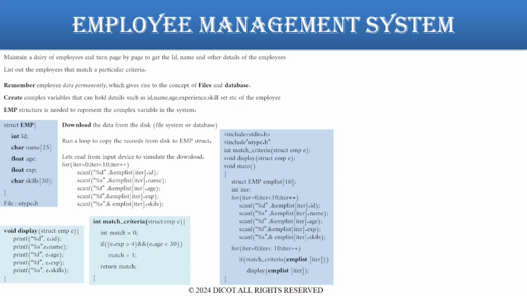Now let's review this program. The file utype.h has been included, so we can use the EMP structure. Functions match criteria and display are declared before main. The main function defines a list of employees called EMP list and runs the loop twice. The first loop is to read the input and populate the EMP list with the employee details.